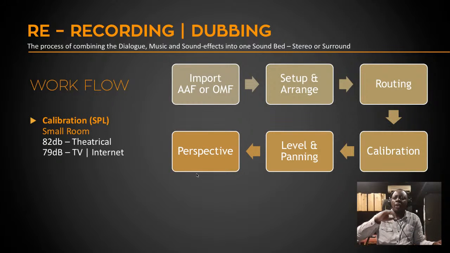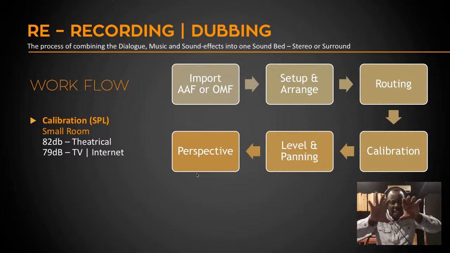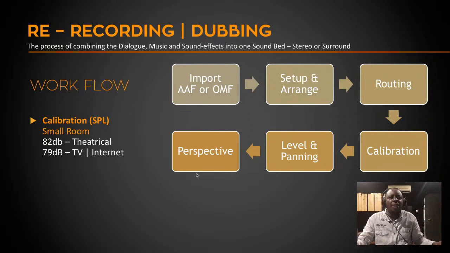Then, of course, we have perspective. Perspective is the z-axis. Are they far from the camera or are they inside the camera? What is the distance between? Once you know that distance, we use reverbs. We use reverbs to help add perspective with the objects or whatever we are working with. So that's after leveling and panning.